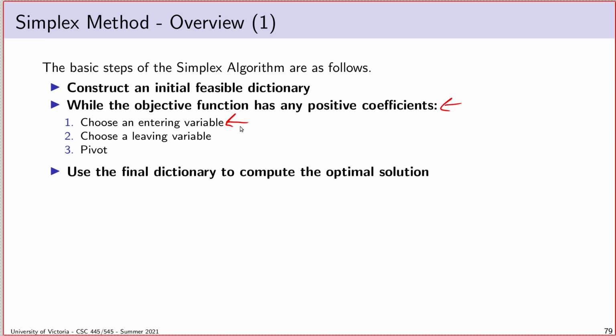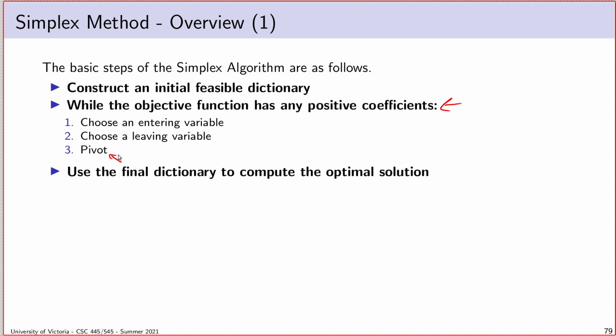But the general logic we'll use for now is we'll choose the one with the largest coefficient. Once we've chosen our entering variable, we choose a leaving variable. And we don't have as much choice there. We have to choose a leaving variable that gives us the smallest upper bound on our entering variable. And then we perform a pivot operation.